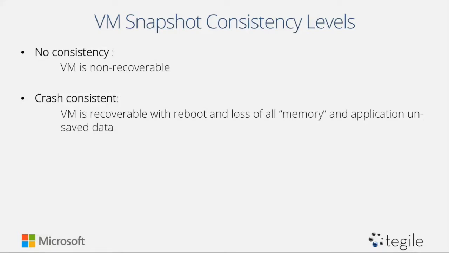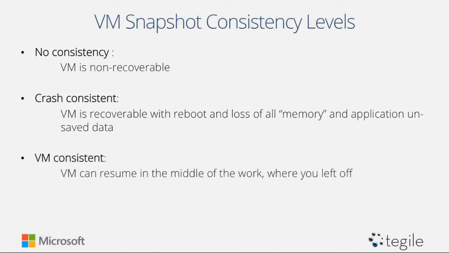Crash consistent means that the VM is recoverable, meaning the VM reboots and you lose all of the memory space that was actually held while the VM was running, and any application unsafe data. An example of that would be an Excel spreadsheet that I didn't save. When I take a snapshot of that VM and I reboot it, that spreadsheet is simply gone because I didn't save it. And VM consistent means the virtual machine can resume in the middle of the work where you actually left off.